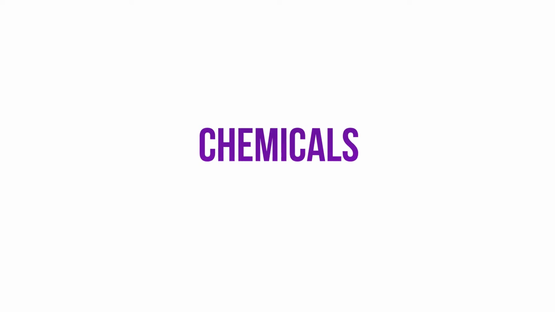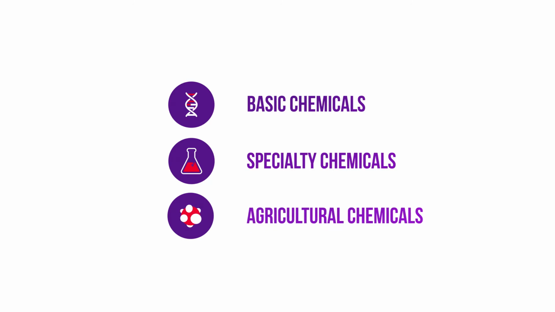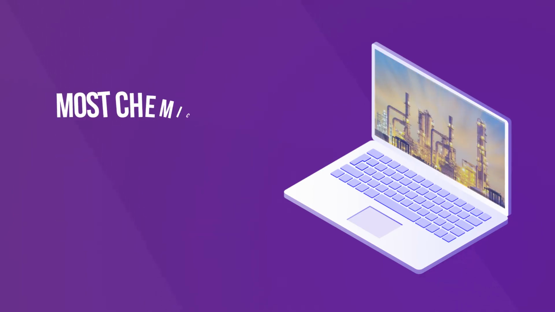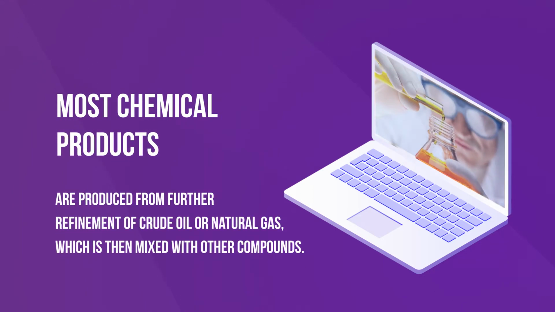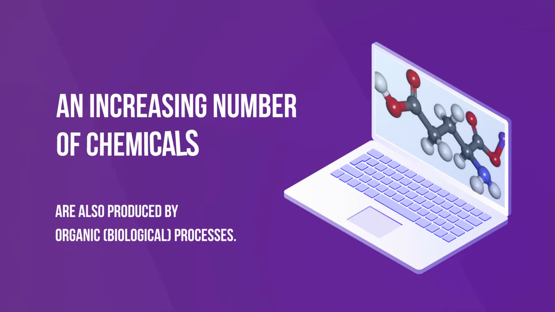Chemicals. The part of the chemicals industry that falls within the basic materials sector has 3 major segments: basic chemicals, which includes plastic resins and dyes, specialty chemicals such as adhesives, sealants, lubricants, and water treatment, and agricultural chemicals such as fertilizers. The chemicals industry is basically a refining industry. Most chemical products are produced from further refinement of crude oil or natural gas, which is then mixed with other compounds. An increasing number of chemicals are also produced by organic biological processes.